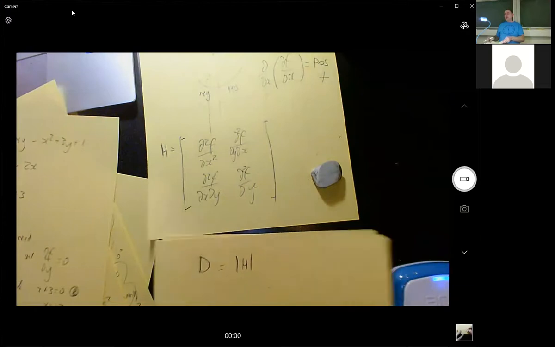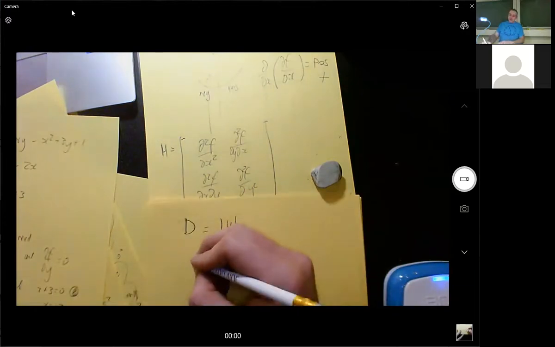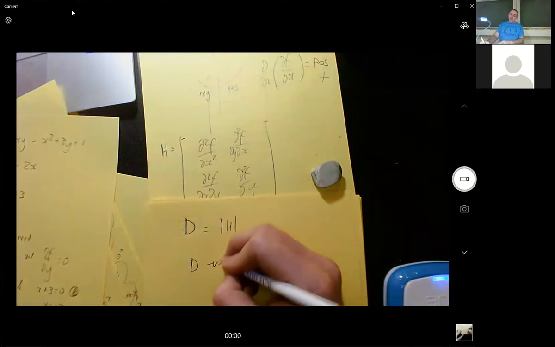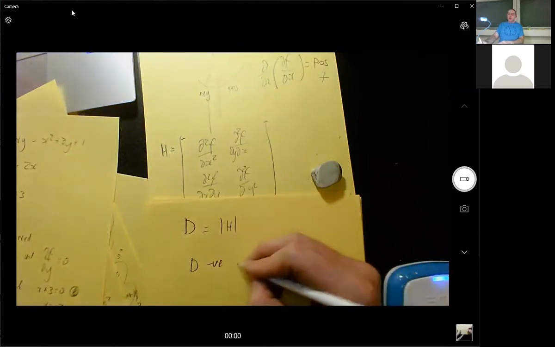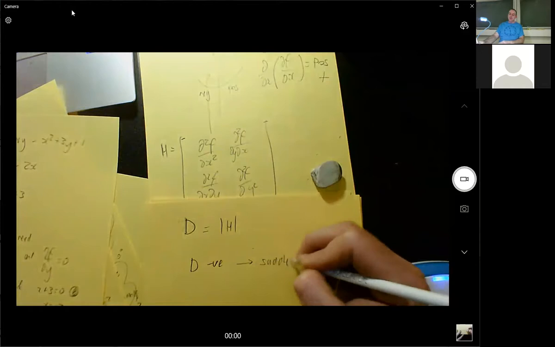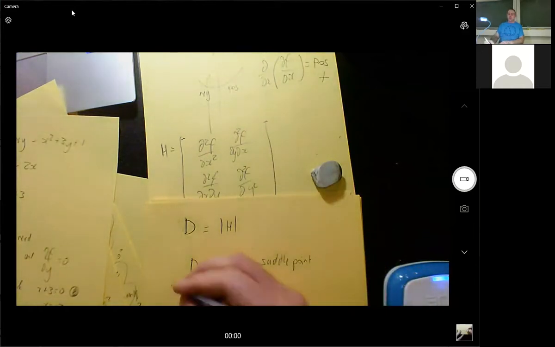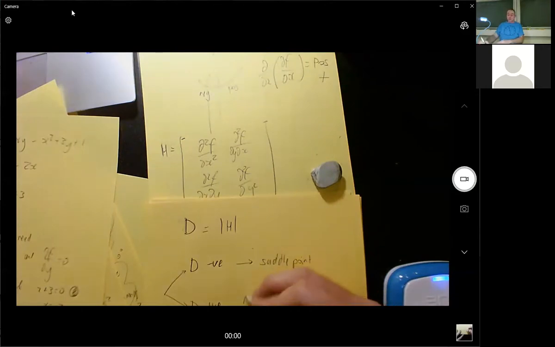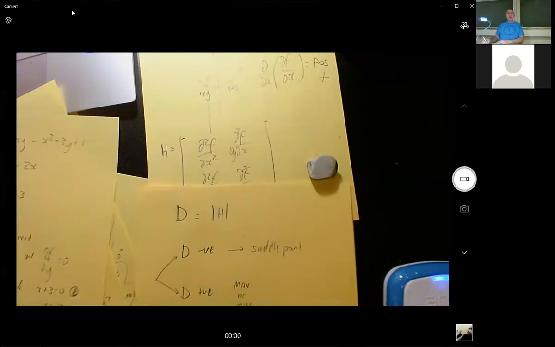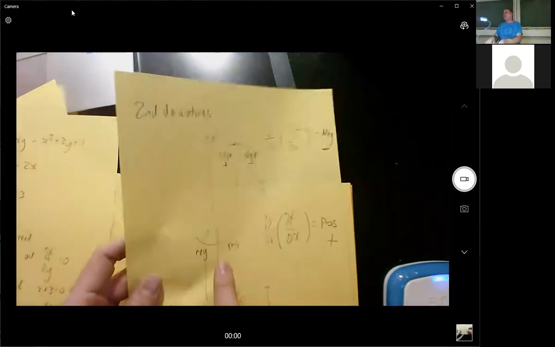And this is what happens if the D comes out as negative, then it's guaranteed to be a saddle point. If the D comes out as positive, then it's going to be one of a maximum or a minimum, but that's not enough information to tell you which one. To decide which one, you're going to have to look to see if this comes out to be negative or positive.